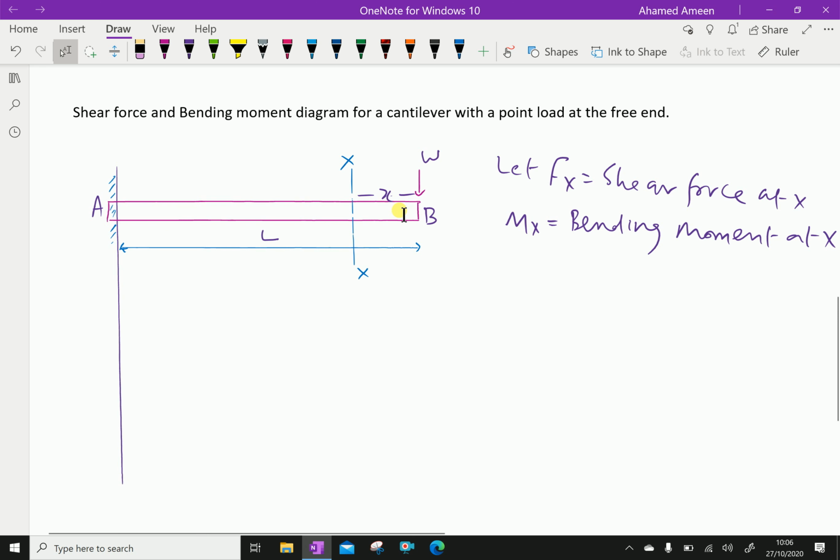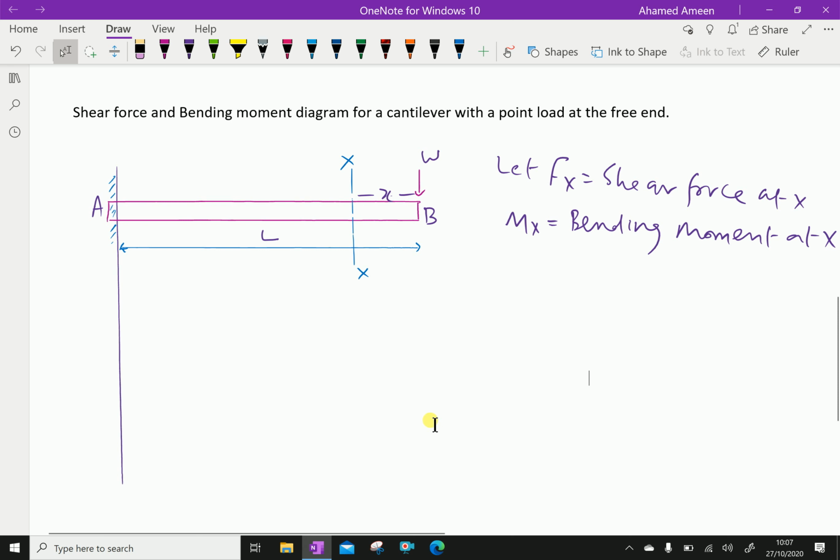Consider the right portion of the section. This is the right portion of the section. This is the left portion of the section. The shear force at this section, that is the right section, is equal to the resultant force acting on the right portion at the given section. But the resultant force acting on the right portion at the section X is W. This load W, which is acting downward, is considered positive. We are considering the load acting downward as positive.